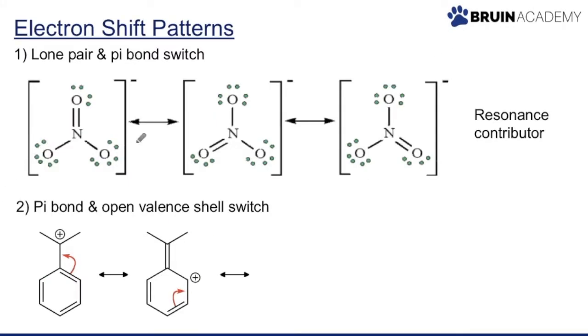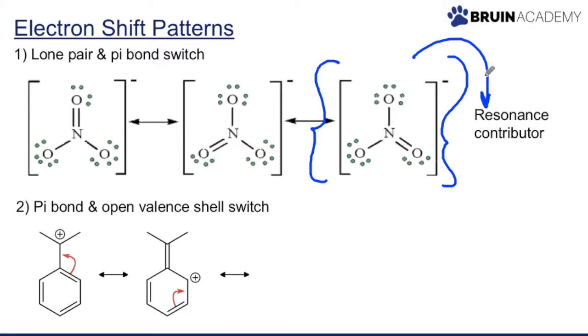So there's 4 major electron shift patterns that we should keep in mind when considering resonance. The first is a lone pair and pi bond switch. Let's look again at nitrate here. Before I go further, I want to highlight some important terms to know. Each of these individual drawings of nitrate are considered resonance contributors. They all in some way contribute to what the actual structure of nitrate looks like. So that's why we draw all of these out here.